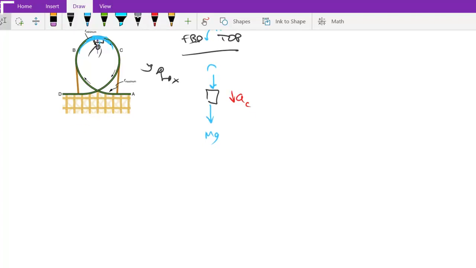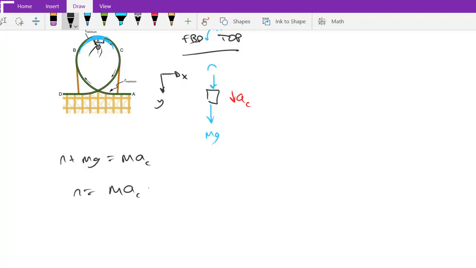So we have, just summing this up, and actually let me flip my coordinate system around, because everything is acting downwards, so it doesn't make sense for me to call upwards positive. I'll call downwards positive. So then we have the normal force plus the weight equal to MAC. So then the normal force is going to be equal to MAC minus mg, or this is equal to mass times v squared over r minus g. That would be our normal force.